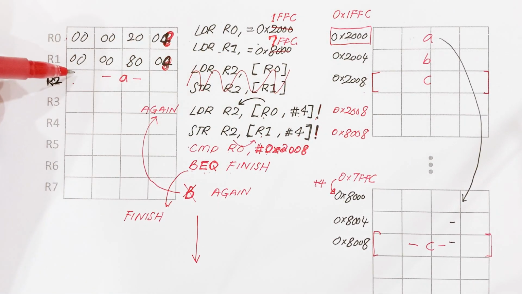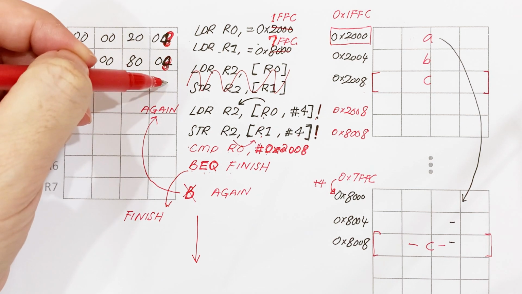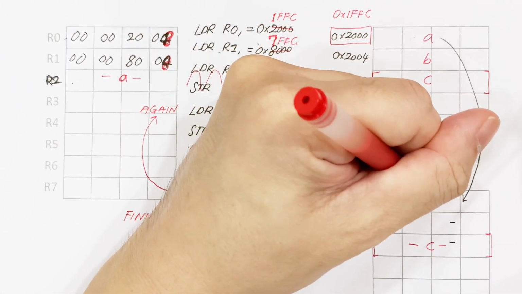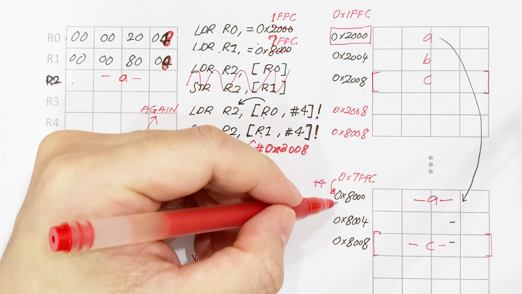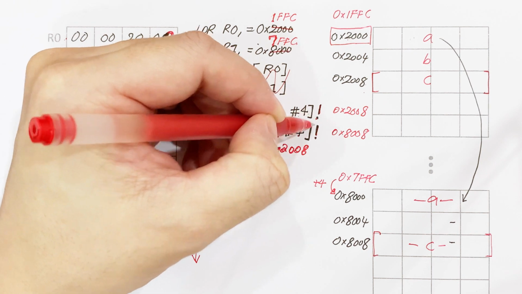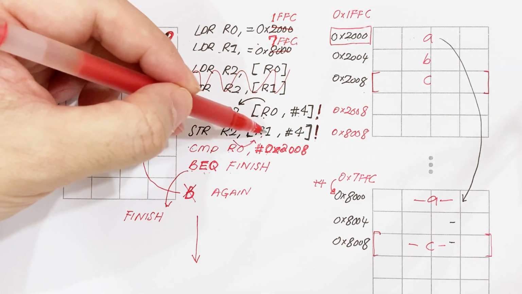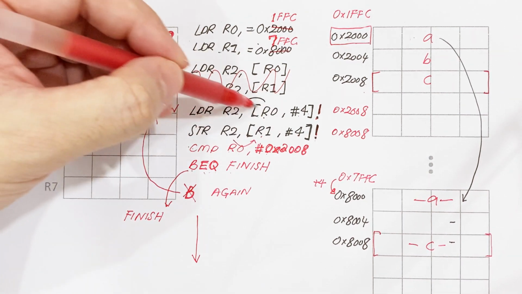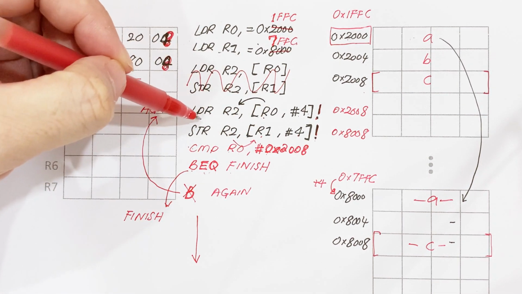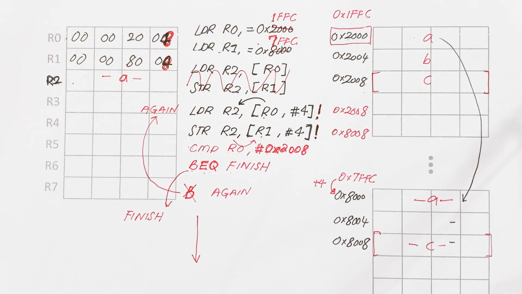So we're going to store the value in register 2, which is A, into the memory location 8000. Of course, we do have the pre-index, so R0 is changing every time we repeat these two load and store operations, and the rest will remain the same.